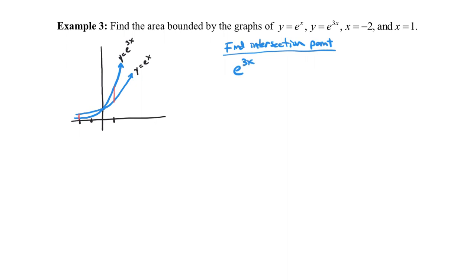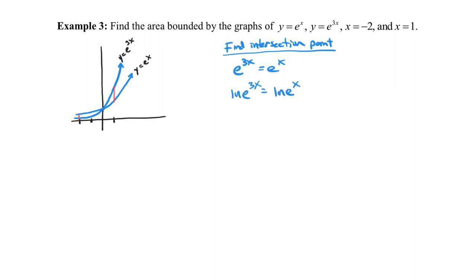e to the 3x equals e to the x. So we are solving for x. Now we can see just by looking that if I plug in a 0, they're going to be equal. But just for practice, if we're going to solve for x in an exponent, that's when we use logarithms, right? In this case, let's use the natural log, so log base e. If I take the natural log of each side, we'll get natural log of e to the 3x equals the natural log of e to the x.